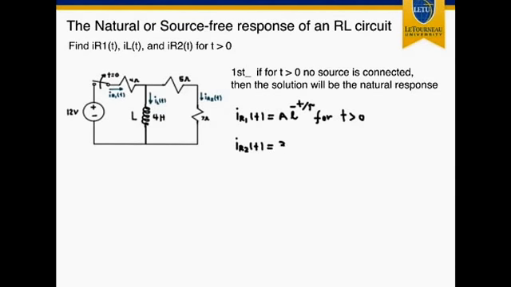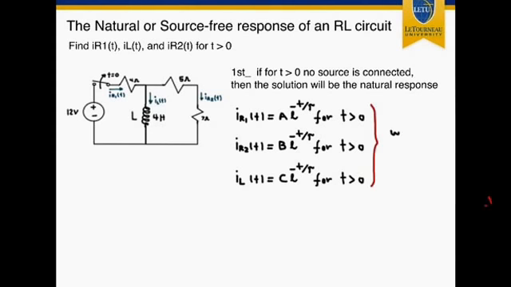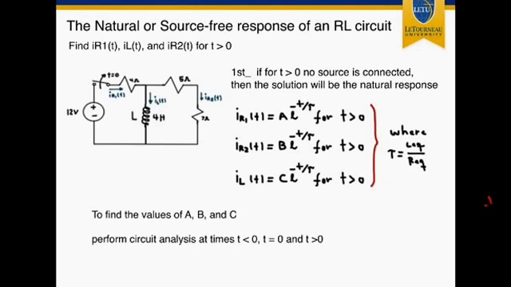And I sub R2 will also be of the form of the natural response, B e to the minus t divided by tau for t greater than 0. And I sub L will also be an equation similar to the natural response. We notice that all these equations have the same tau, where tau is the equivalent inductance divided by the equivalent resistance. Then, to determine these equations, we need to find the values for A, B, and C. And in order to do that, we will perform circuit analysis at time t less than 0, t equals 0, and t greater than 0.